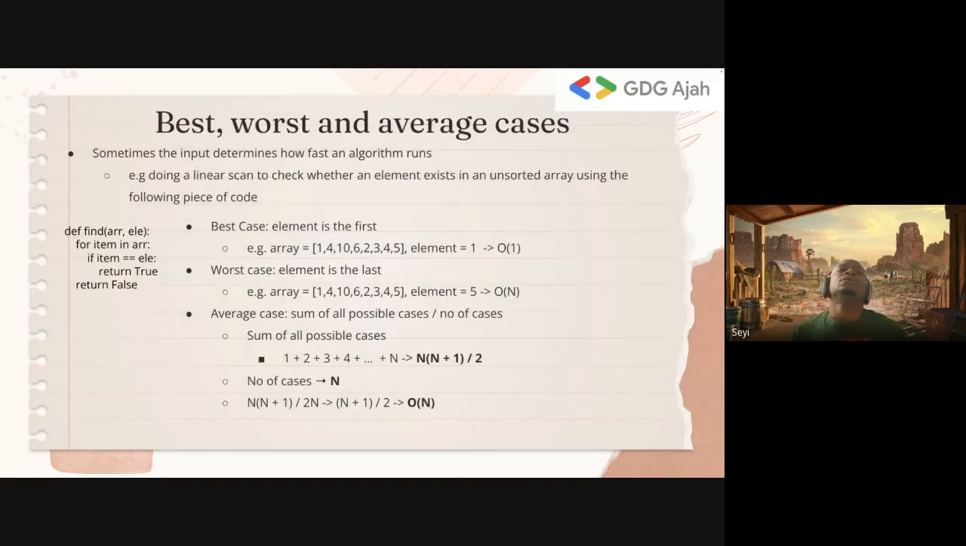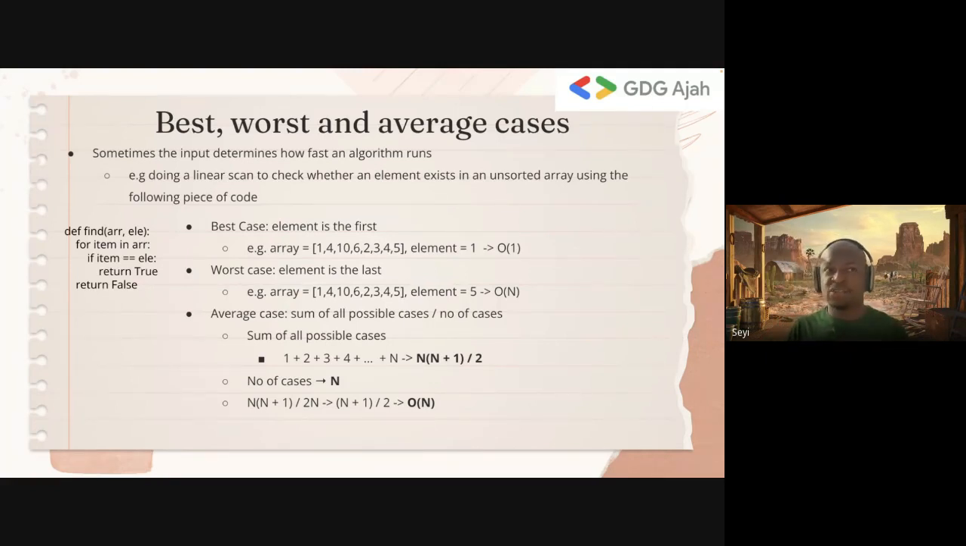Okay, so best case, worst case, and average cases. What does this mean? The issue here is sometimes the input to an algorithm determines how fast the algorithm runs. Let me give an example. If you are doing a linear scan to check if an element exists in an unsorted array, we'll talk about arrays later, but let's say you have a sequence of values. I want to check if an element exists, and we start from left to right and search for the element. The best case is that the element is the first element, meaning it's O of 1. If the element you are looking for is always the first element, that's our best case scenario. The worst case is if it's the last element, so we have to scan through everything and get to O of n.